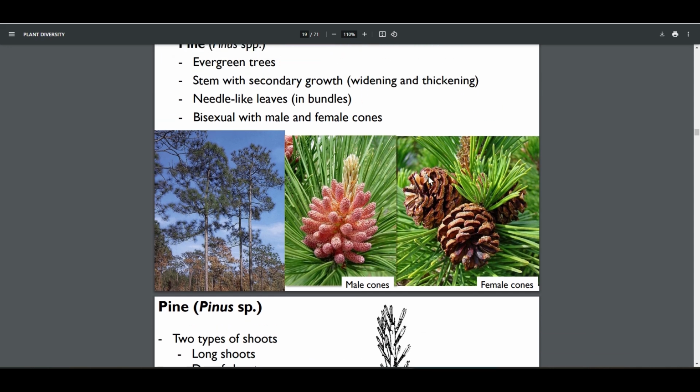And these are the male cones and female cones. Usually you can sometimes see female cones that have fallen to the ground. I have not noticed male cones on the ground, but that's probably just me being inexperienced.